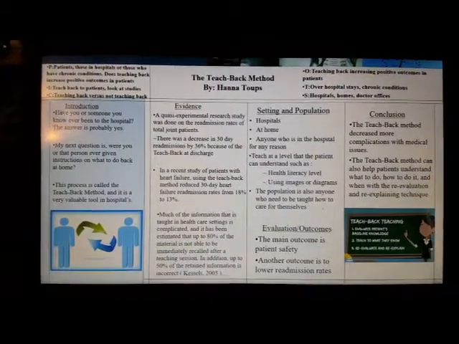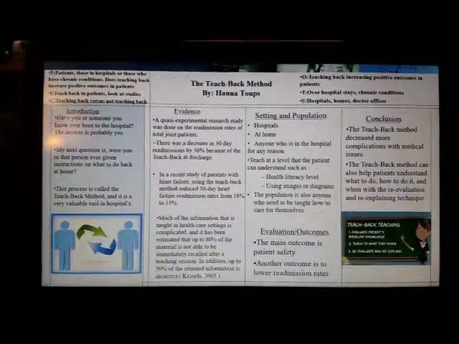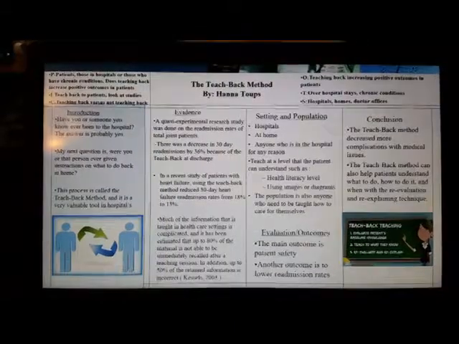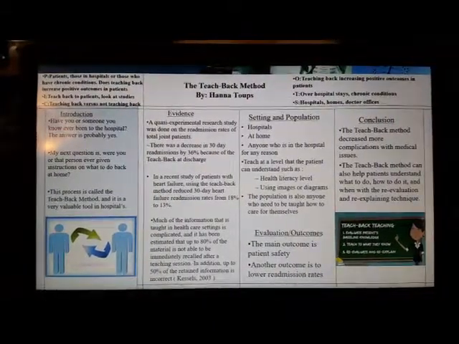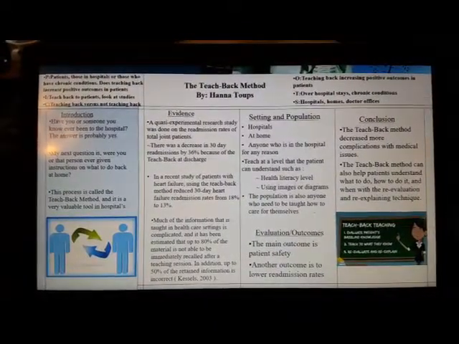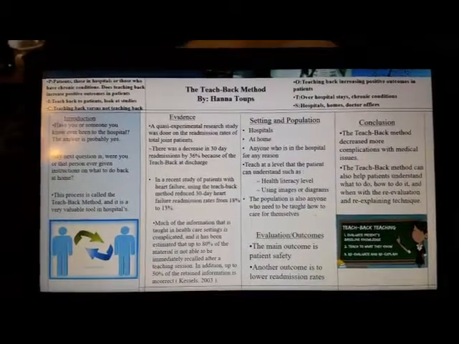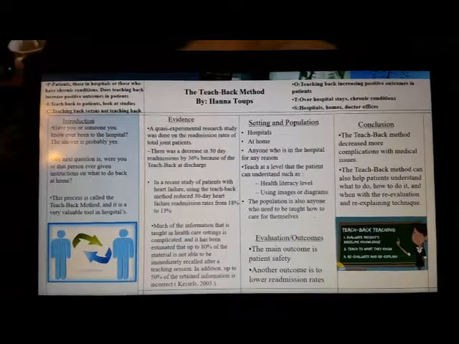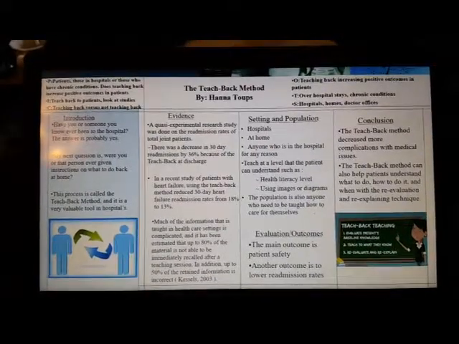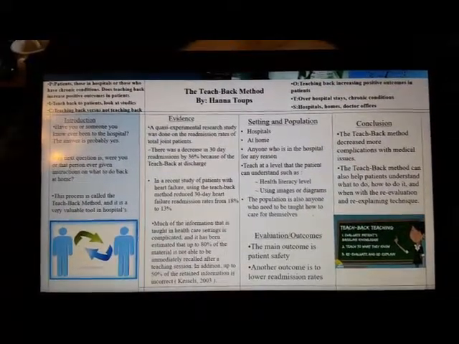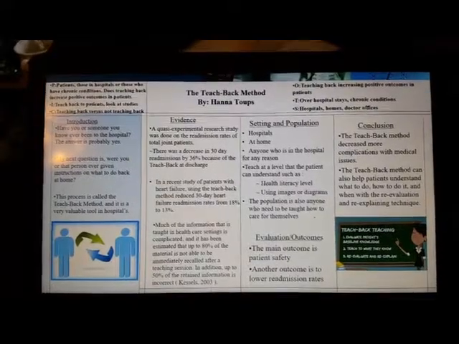The Teach Back method. What is it, what does it do, and why is it important? I'm going to start with the PICOTS. The P stands for patients or those in hospitals that have chronic conditions, and does teaching back increase positive outcomes in patients. The I is teach back to patients and look at studies.